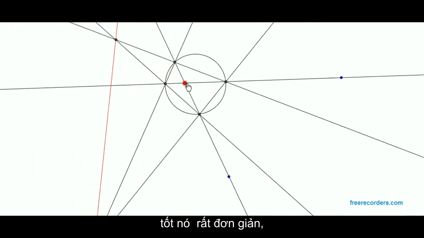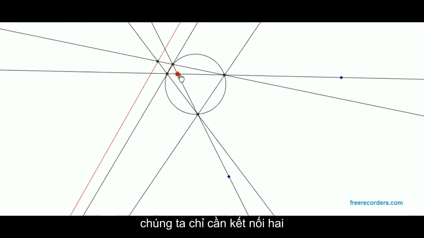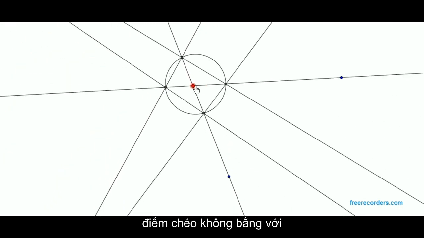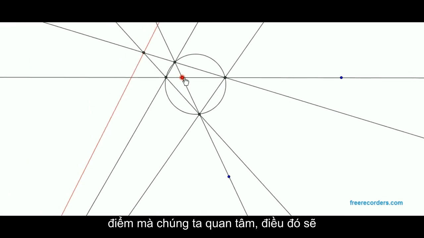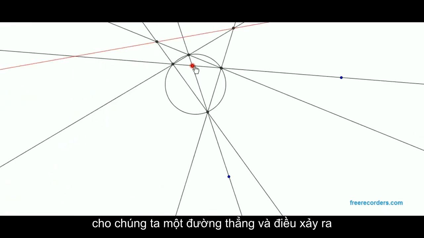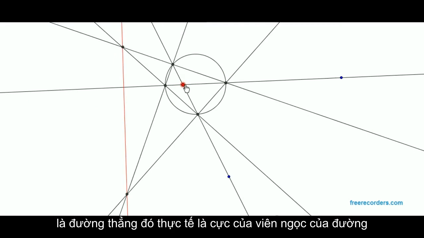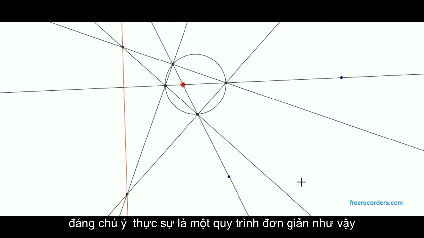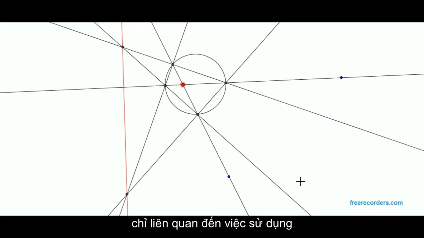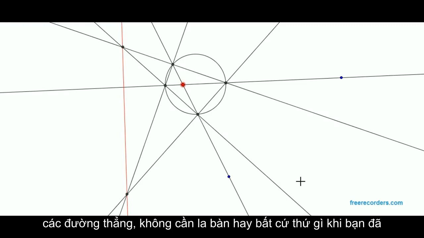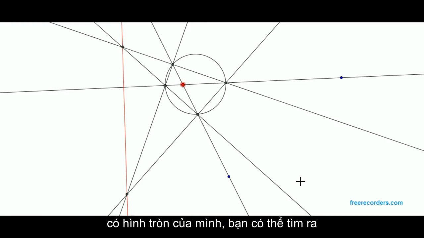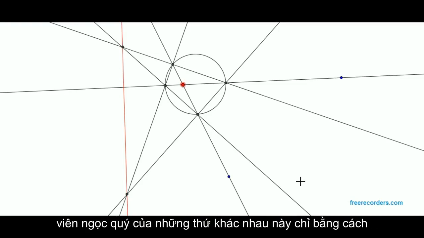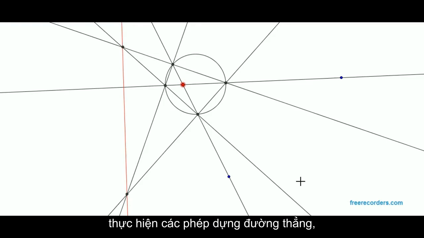How do we do it? Well, it's very simple. We just connect together the two diagonal points, which are not equal to the point we're interested in. That'll give us a line, and it happens that that line is in fact the polar, the dual, of the initial point. So it's quite remarkable really that such a simplistic procedure, just involving using straight lines, no compass or anything, once you've got your circle, you can work out the dual of these different things just by doing straight line constructions.